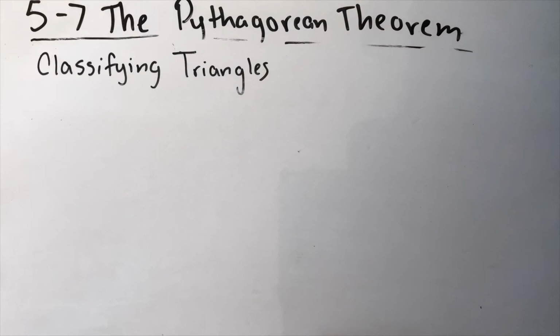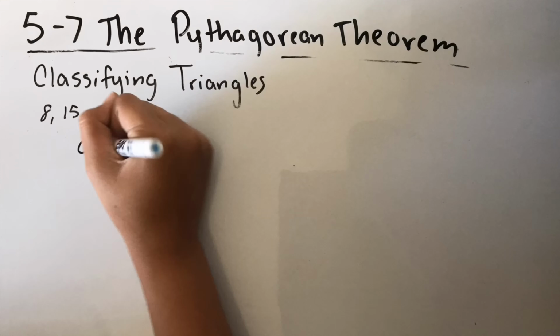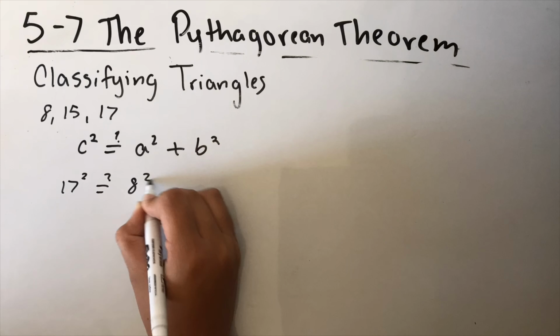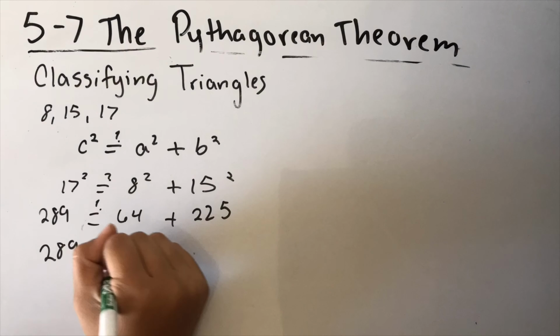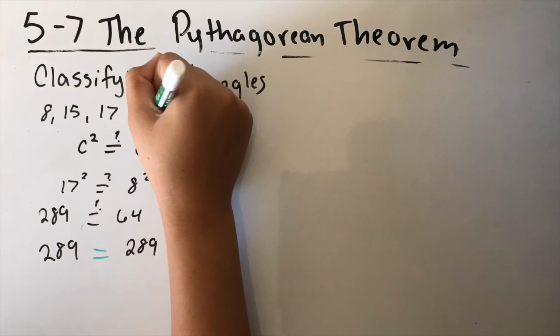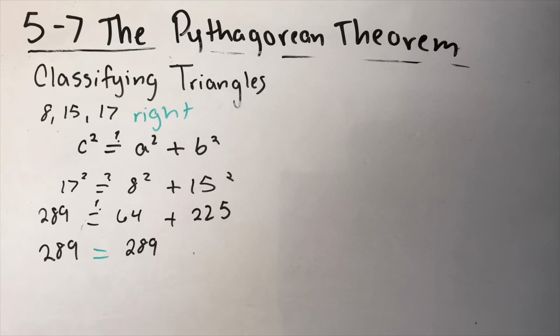One more and we're done, okay? So we have side lengths 8, 15, and 17. Plug them into our formula. 17 squared maybe equals 8 squared plus 15 squared. Simplify, 289 maybe equals 64 plus 225. Simplify once more and we get 289 equals 289, meaning that this triangle is a right triangle.